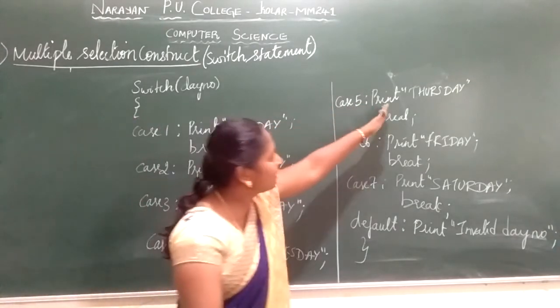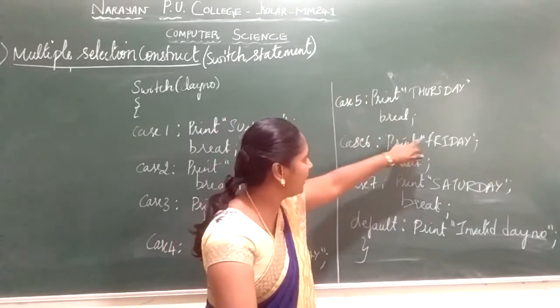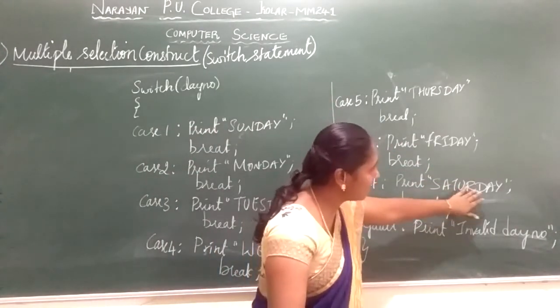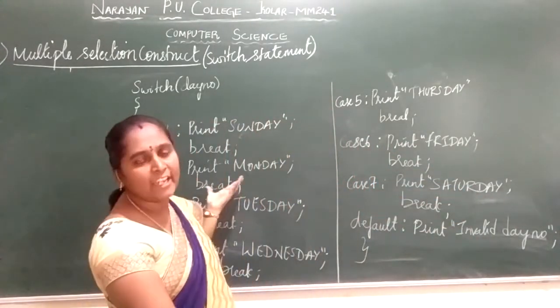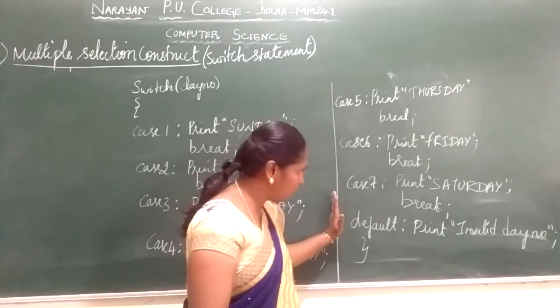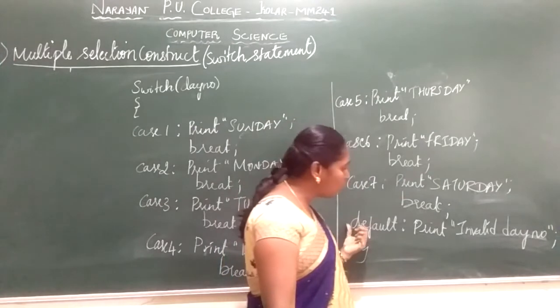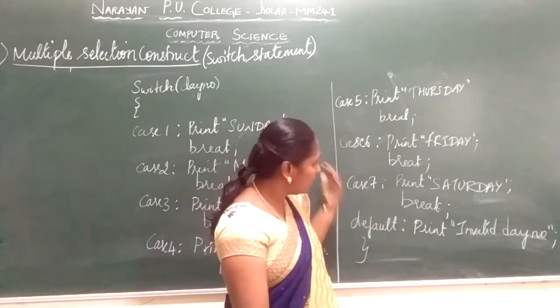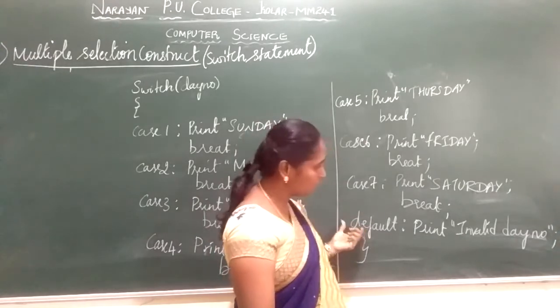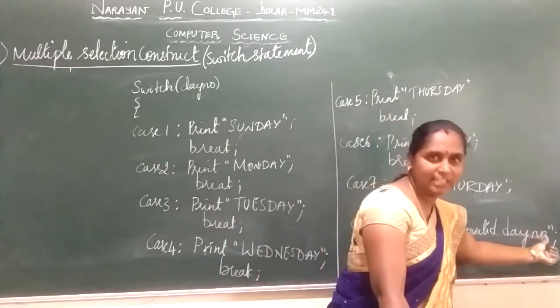5, you are going to print Thursday. 6 is nothing but Friday. If you have entered the day number as 7, it is going to display Saturday. If you have entered 8 or 9 or 10, it doesn't match any of your case values. So by default it comes out of case 7, checks, and goes to the default statement, where it prints invalid day number.